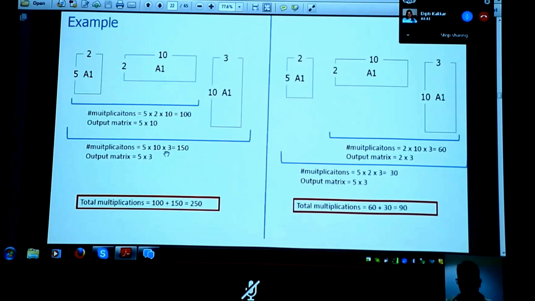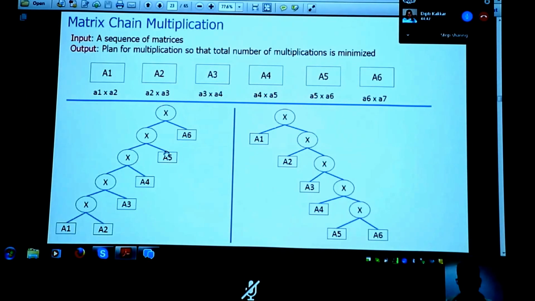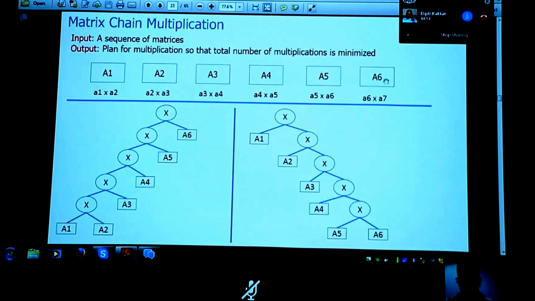Now given this, the problem is something like this. Suppose we want to multiply many matrices, a chain of matrices: A1, A2, A3, A4, A5, A6. Each one has its own dimension: A1×A2, A2×A3, A3×A4, and so on. And you would like to multiply them.